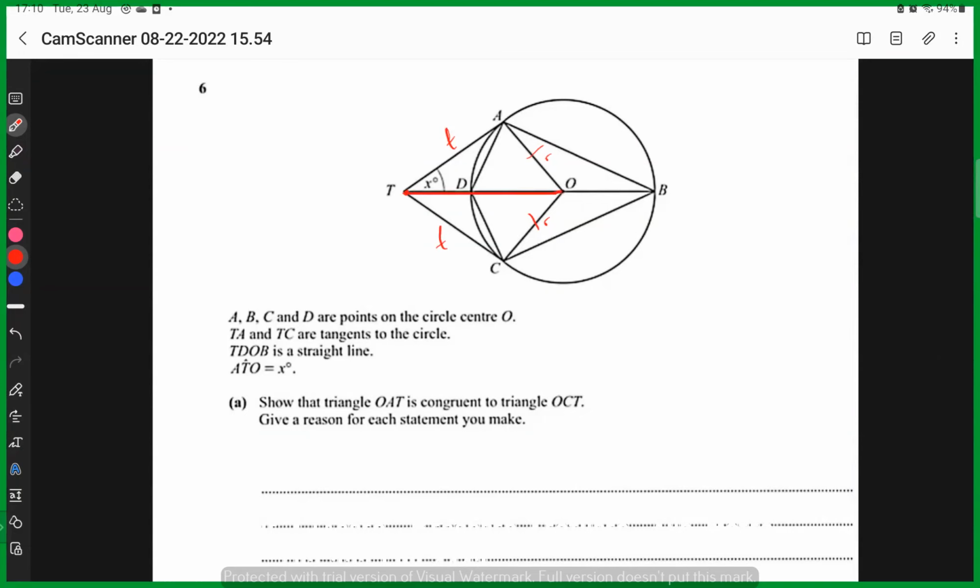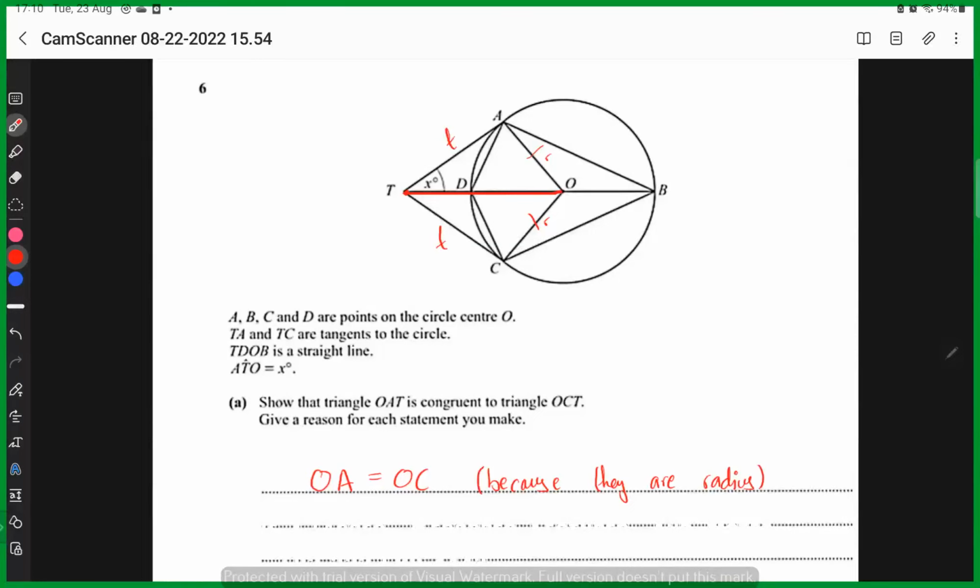Three sides are the same in these two triangles, so first of all we'll write it down this way. OA is equal to OC. Why? Because they both are radius. Very good, yes, you're right. Because they are radius. Whatever you want to write down, you can write it down. The English does not matter in maths, so that's fine.